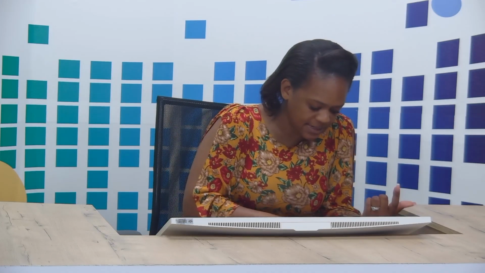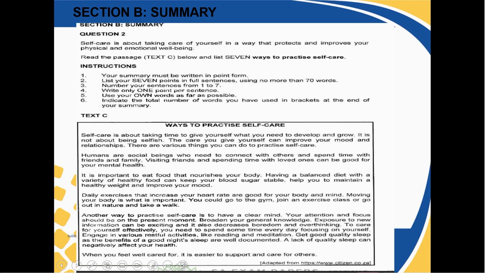Section B, summary writing. So section B, summary, question 2. Self-care is about taking care of yourself in a way that protects and improves your physical and emotional well-being. Read the passage, text C below, and list 7 points to practice self-care. You can even see there, ways to practice self-care is written in bold, because this is your topic, this is your point of reference. Now, there are the instructions.